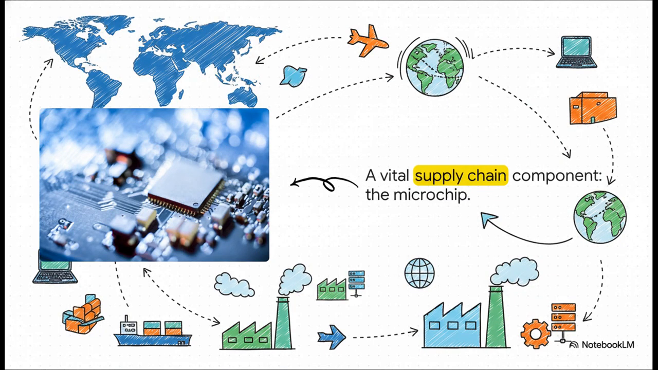Let's zoom in even further to a really vital supply chain component, the microchip. Because even the tiny subcomponents inside your laptop have their own insanely complex global supply chains. A single semiconductor chip might involve design in one country, wafer fabrication in another, and packaging and testing somewhere else entirely. International collaboration isn't just nice to have here, it's absolutely mandatory.